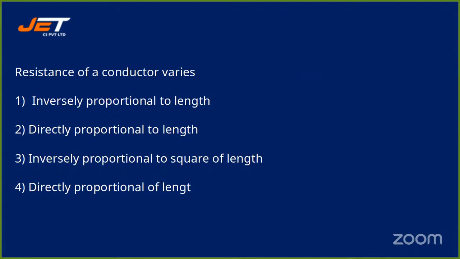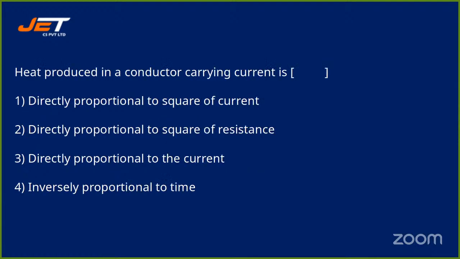Next, how does the resistance of a conductor vary? Is it inversely proportional to length, directly proportional to length, or inversely proportional to the square of the length? It is directly proportional to the length, right? Because R equals rho L by A, so R is directly proportional to L. Next question. Options 1, 2, and 4 are both correct in the previous question because they are the same option.